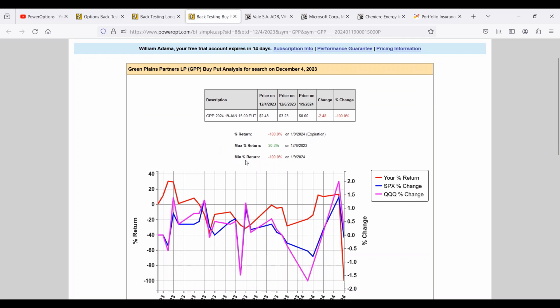This is going to show us the high and the low, the chart of the option price and the stock price over our trading time period. The max return was 2 days after entering the trade at a 30% gain. That's a great gain. But for buying puts or buying calls, I'm not sure if that would be your target to close. It's definitely meeting your annualized goals.